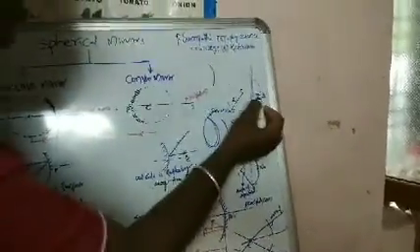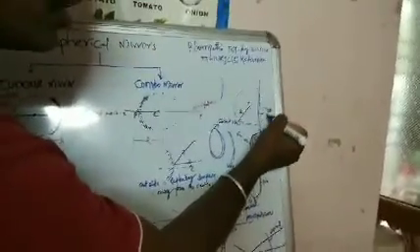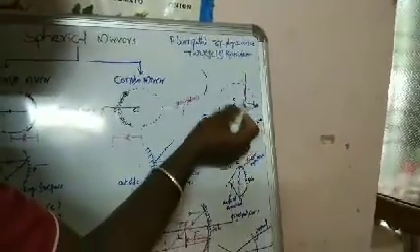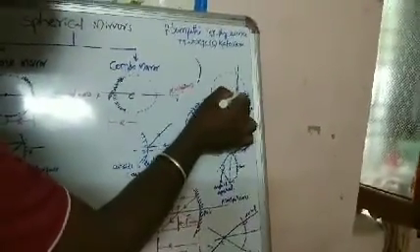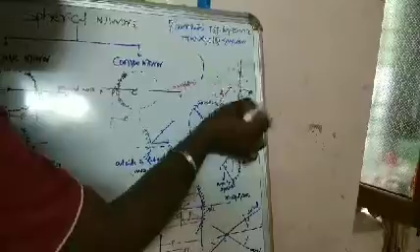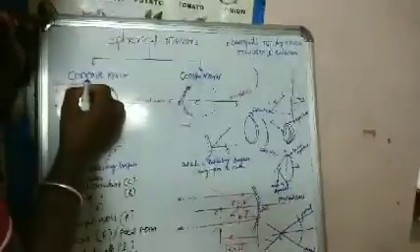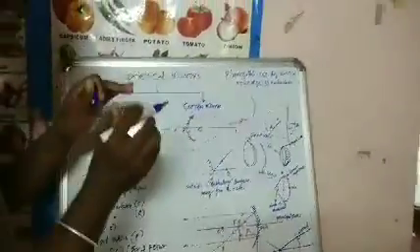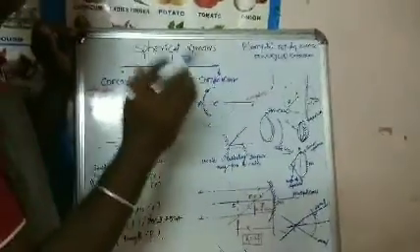Depending upon the reflecting surface, this mirror is classified again into two types. These spherical mirrors, which are taken from the hollow sphere of glass, depending upon the reflecting surface, are classified into two categories: concave mirror and convex mirror. That's why they are called spherical mirrors.